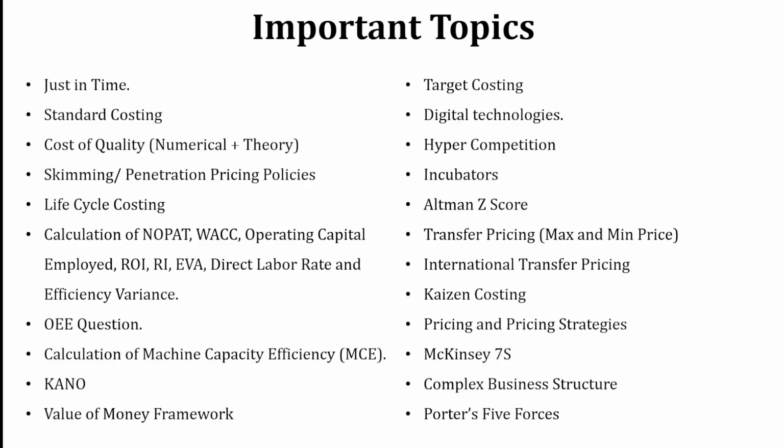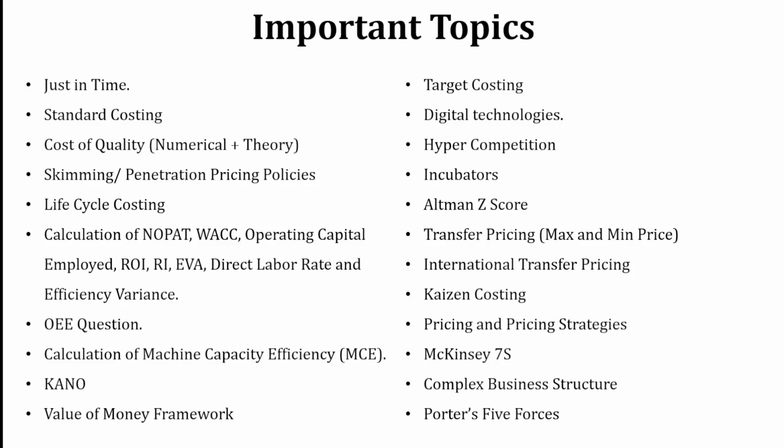Here the formulas are important for the direct labor rate and efficiency variance, so you must cover all the formulas thoroughly. Then the cost of quality, where you will get the numerical portion as well as the theory portion. You may be asked to calculate the numerical part of the internal cost or external cost of quality, the cost of good quality or the cost of bad quality. So you have to be very careful about what things are covered under internal, external, appraisal and preventive points. Then skimming and penetration pricing policies must be covered very carefully.